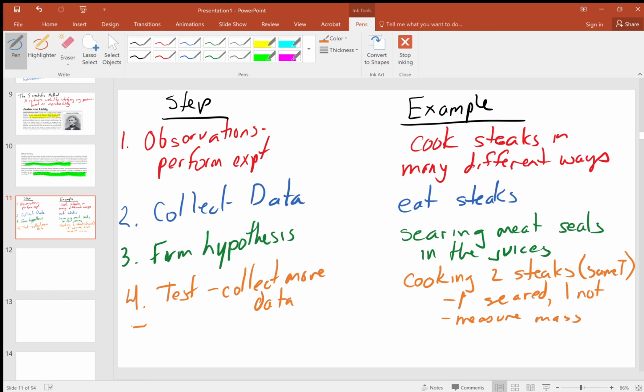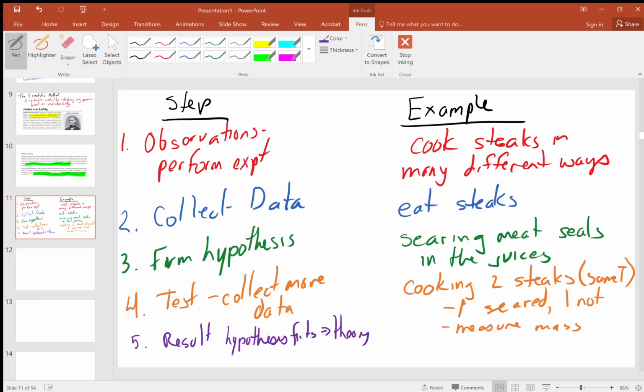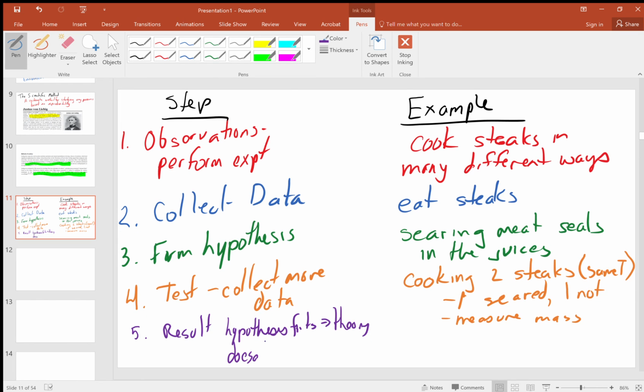So finally, that will give us a result where either our hypothesis fits and we can promote our hypothesis to a theory, or it doesn't fit and then we discard it entirely, or modify it.